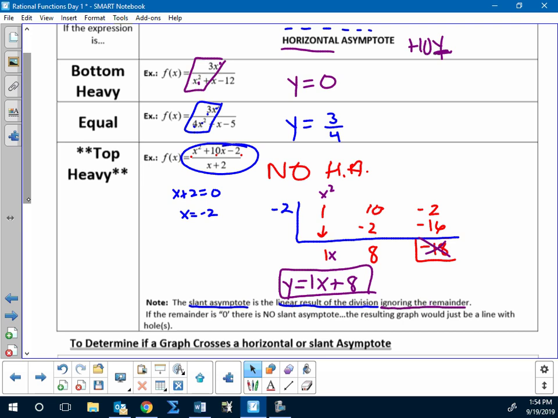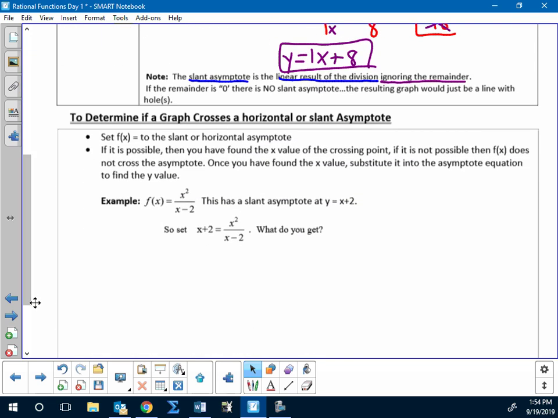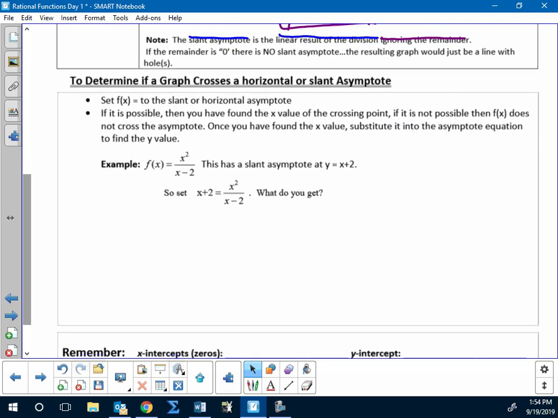Now, I said that a graph can totally cross an asymptote. Okay, but 95% of the time, I will ask you, does the graph cross the horizontal or slant asymptote? And you will say no. 95% of the time, the answer to that question is no. So if you just want to write no in that blank and move on, that's fine with me. But you are mini mathematicians now. So I'm going to show you how to figure out if this graph crosses its asymptote.